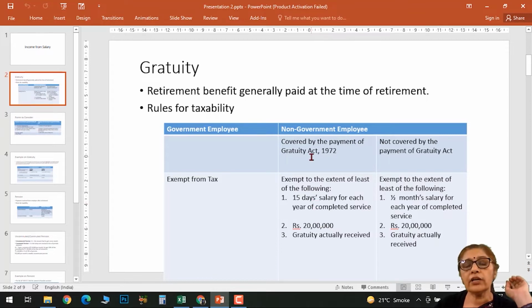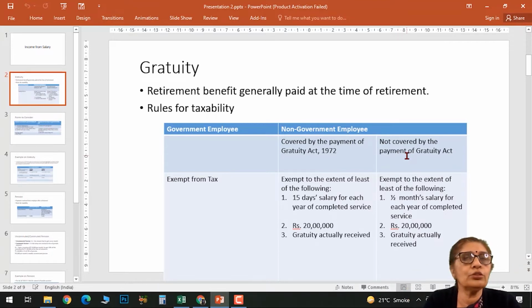And these figures would depend on whether the employee is a part of the Gratuity Act 72 or he is not covered by the Payment of Gratuity Act 1972. If he is covered by the Payment of Gratuity Act 1972, the rule is different. If he is not covered, the rule is different. The question will very clearly specify whether or not he is covered by the Payment of Gratuity Act 72. Now exemption is the least of the three.